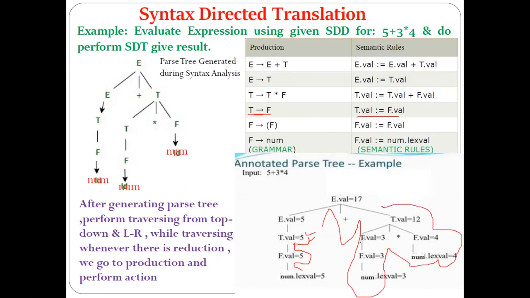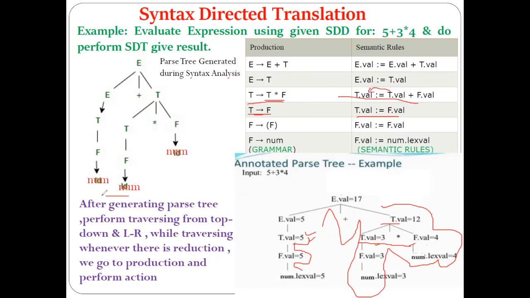Likewise, we have seen here. This node we have visited, and then we come to this point. Now, when you come to this point, you have to see whether reduction can be done, yes or no. So t into f. What are the sub nodes of this t.val? T into f. Can t into f be reduced to t? Yes, t into f can be reduced to t. So you have to go to this production and perform the action. Action of what? t.val plus f.val. That value will be assigned to t.val.